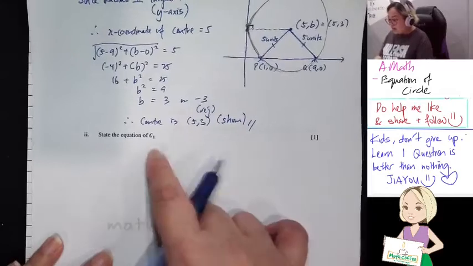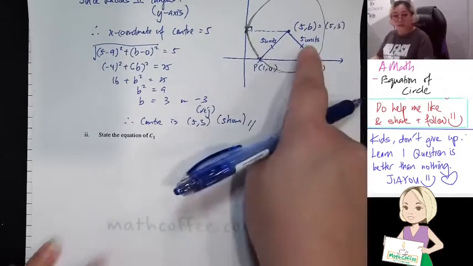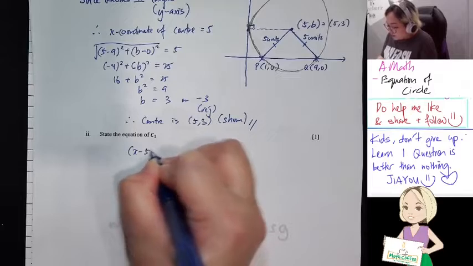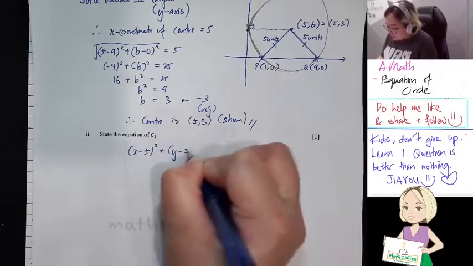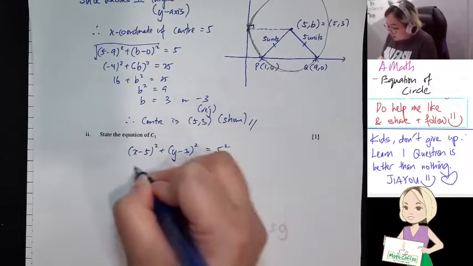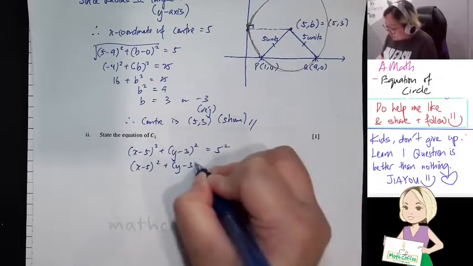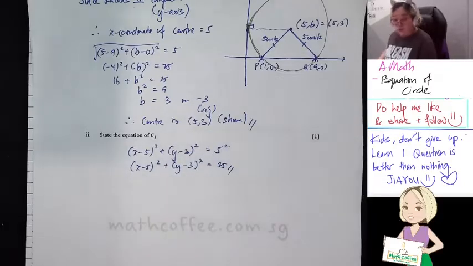So I need my center, I have it. I have my radius, I have it. So the equation of the circle is very straightforward. It is just (x minus 5) squared plus (y minus 3) squared equals 5 squared. No need to open up unless they ask you for general form. So this is my equation of the circle.